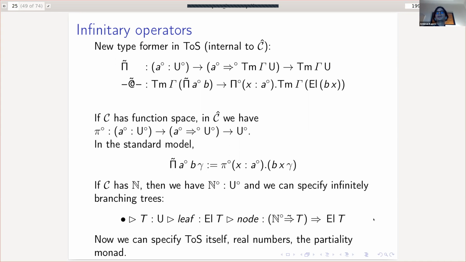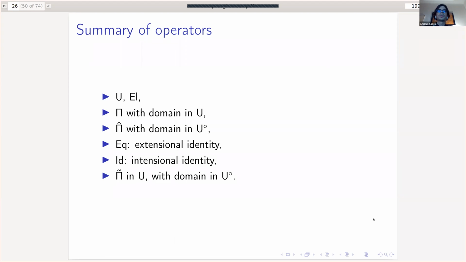So this is my last new type former. Once I've added these infinitary operators, I can describe the theory of signatures itself as a QIIT. I can describe the real numbers or the partiality monad, which are all infinitary ones.